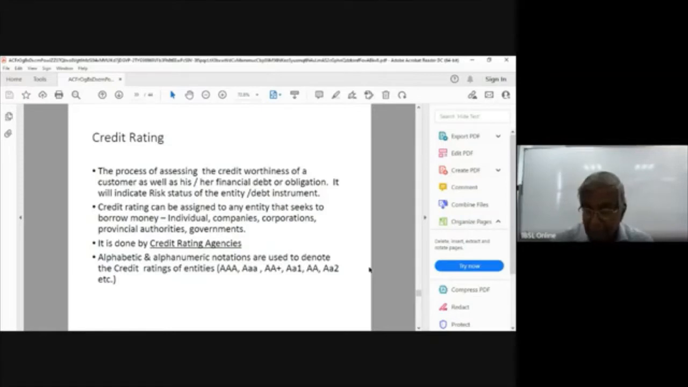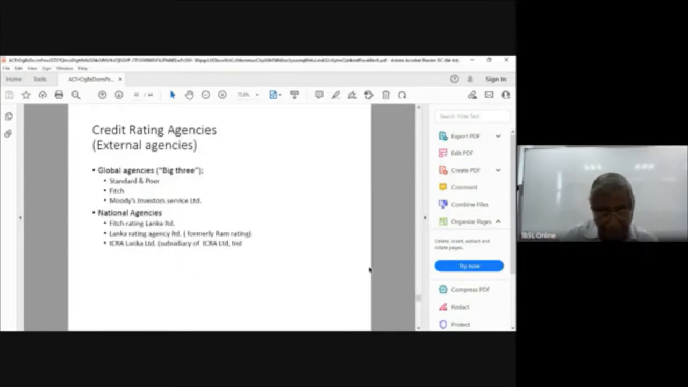So that can be capital AAA, capital A small AA, capital A small A1, capital AA, capital A2, like that. These are the notations there. This notation will indicate certain things.